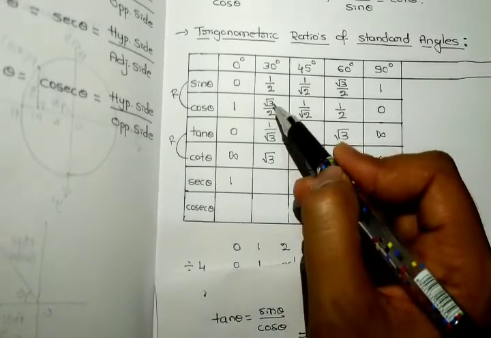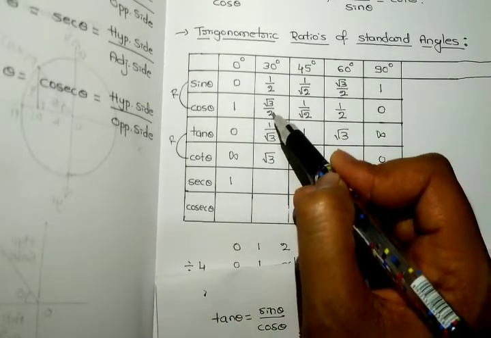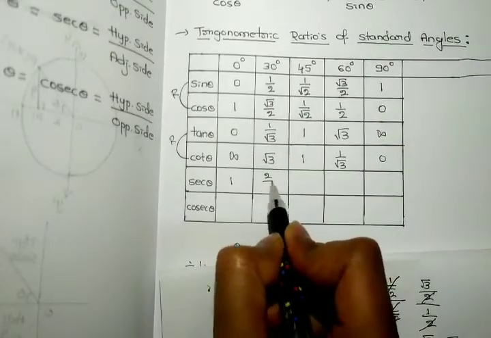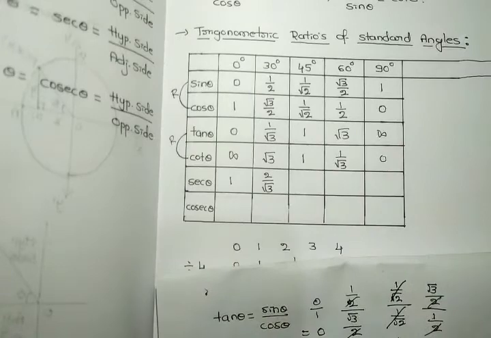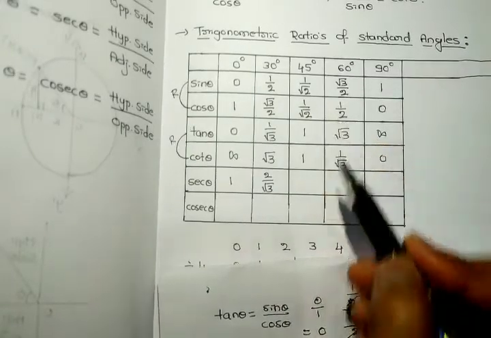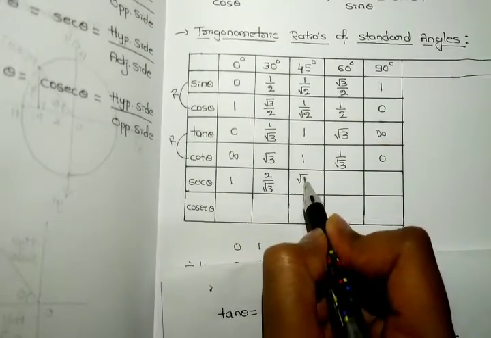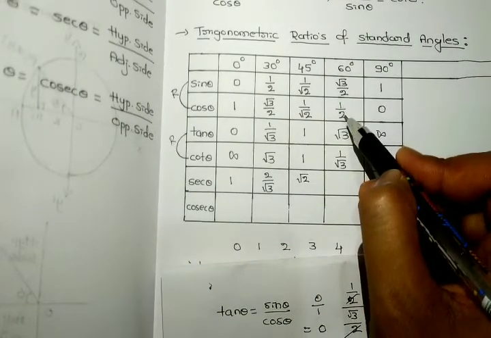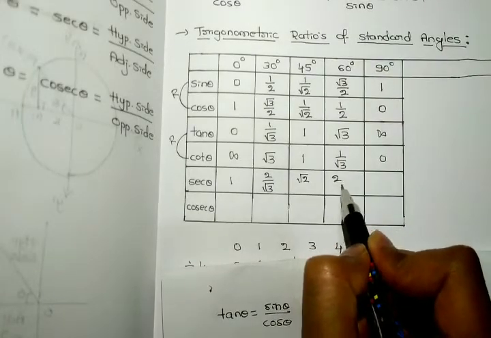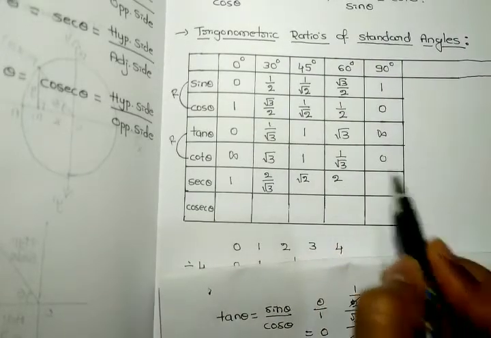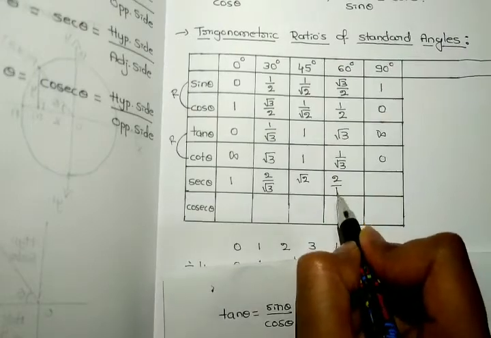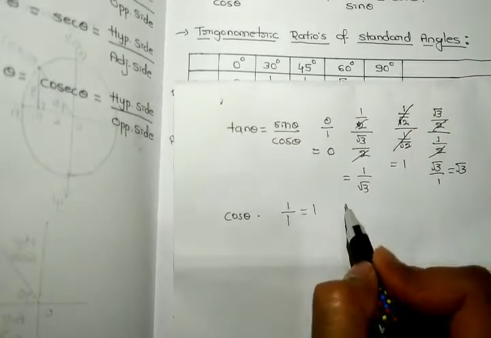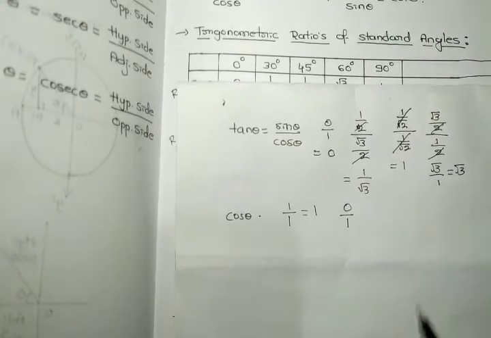Next, root 3 by 2 is there. Take the reverse of root 3 by 2. Root 3 by 2 reverse is 2 divided by root 3. Next, 1 divided by root 2 reverse is root 2 divided by 1, that is root 2. Next, 1 upon 2 reverse is 2 divided by 1, nothing but 2. Next, 0 is there.